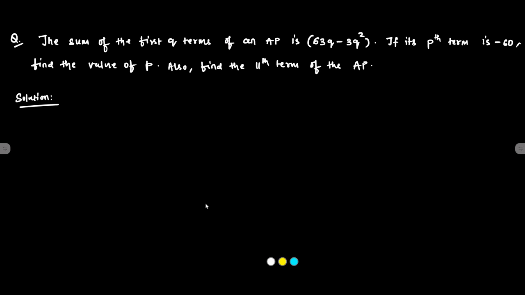So here is another question on the sum of n terms of an arithmetic progression. It is given that the sum of the first q terms of an AP is given by the expression 63q minus 3q square. If its pth term is minus 60, find the value of p. Also find the 11th term of the AP.